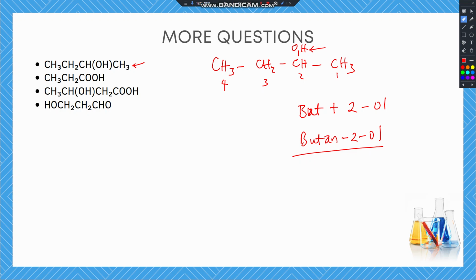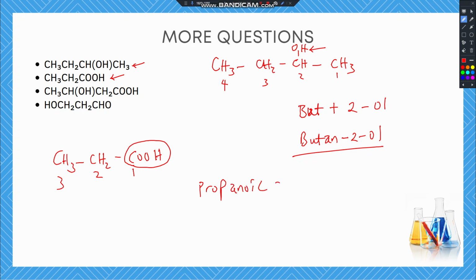So the next compound we have is this over here. We have CH3 bonded to CH2 bonded to COOH. So the number of carbon atoms we have are 3, 1, 2, 3. That gives us the name prop. And the functional group is COOH. So that means the suffix becomes propanoic acid.